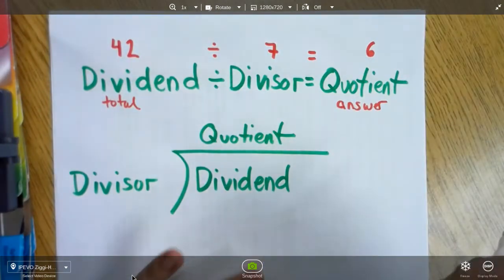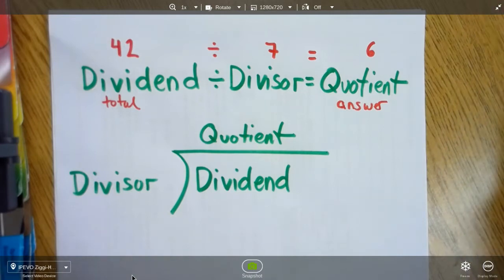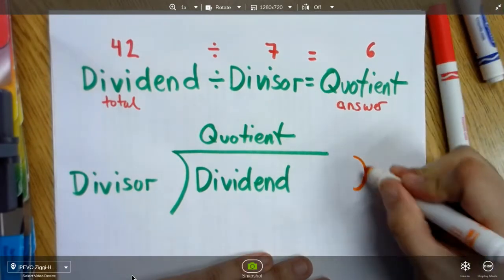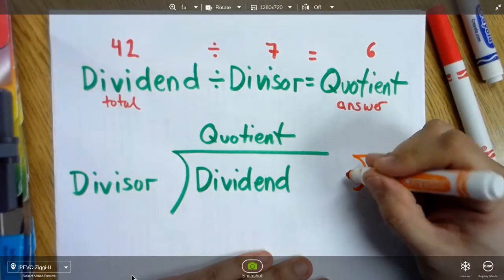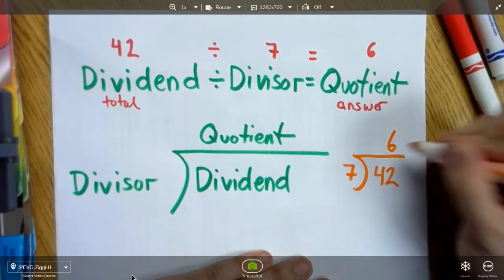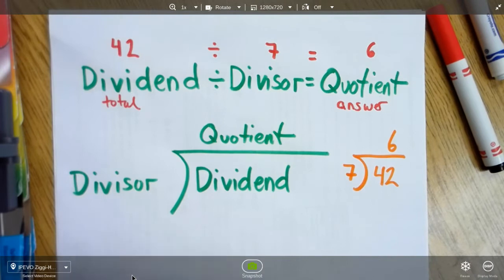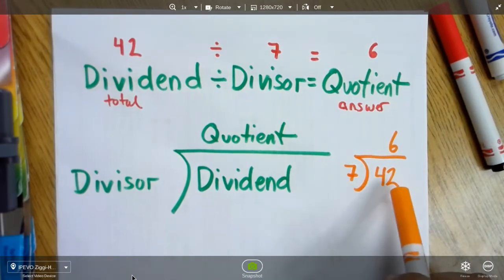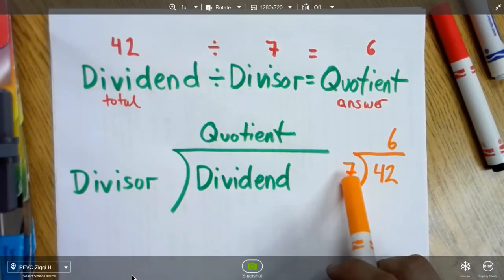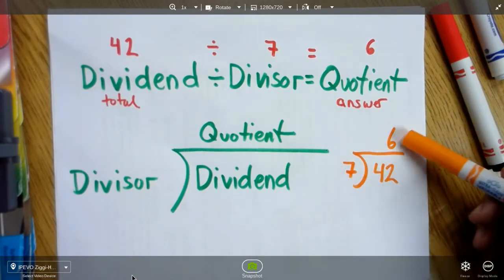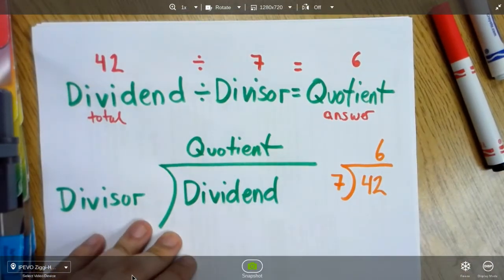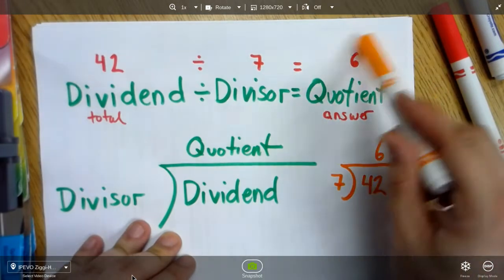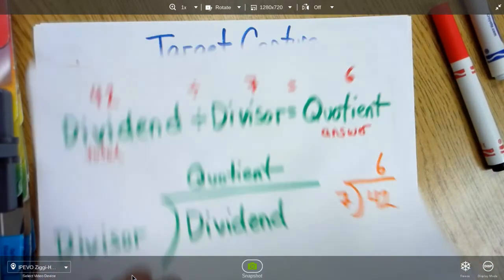A good way to remember is your quotient is your answer, and your dividend is your total that you're starting off with. Oftentimes you'll see division problems written this way. For example, I might write the same problem as 42 divided by 7 equals 6. And once again, we have our dividend, our total, our divisor, what we're dividing it by, how many groups we have, and our quotient, our answer. So in this activity, we're looking at how we can estimate quotients, estimate the answers to division problems.